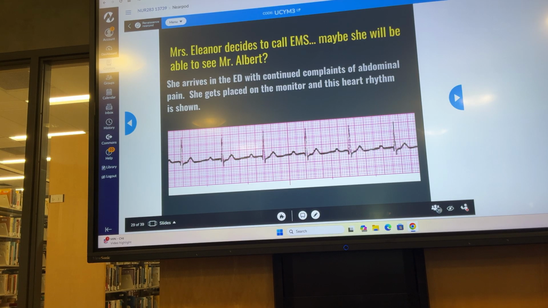Okay, this is how it will look on your test. A very long PR interval if it's first degree. Okay, it's going to be longer than what? What's the PR interval? Anybody remember? 0.12, right? So longer than that. You can count the boxes, but it's going to look like this if it's a first degree. Okay, so the PR interval is elongated with a first degree heart block. Okay?